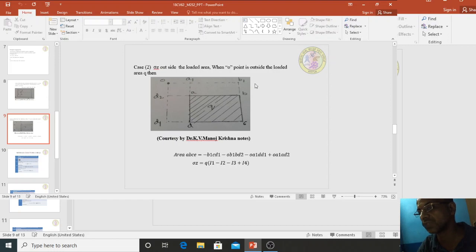How to calculate it? Transfer this image onto a drawing sheet. ABCD is the loaded area on which the existing load intensity is Q. Suppose O is the point at which we have to calculate the effect of this load stress. So we have to make a rectangle.